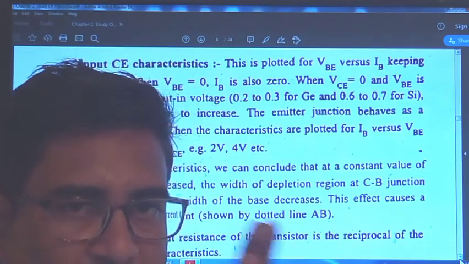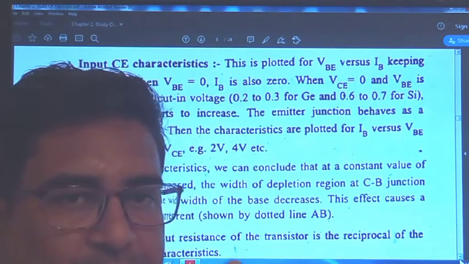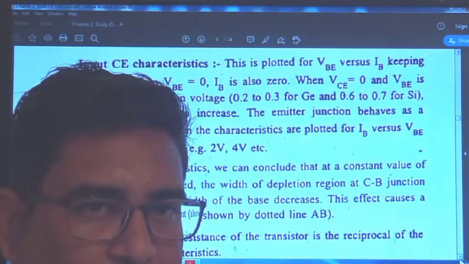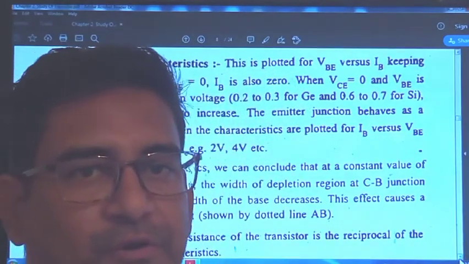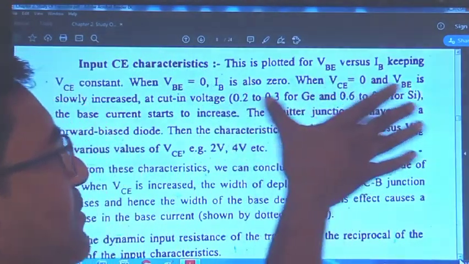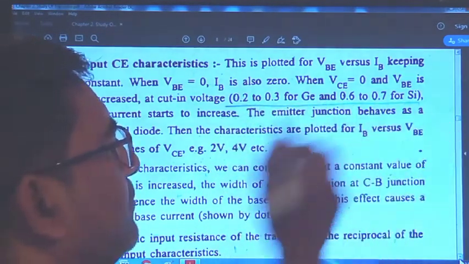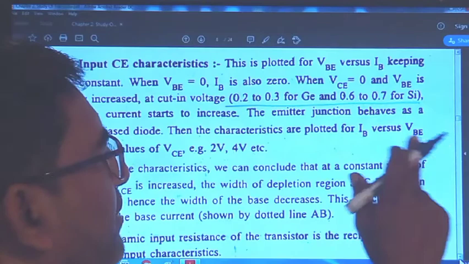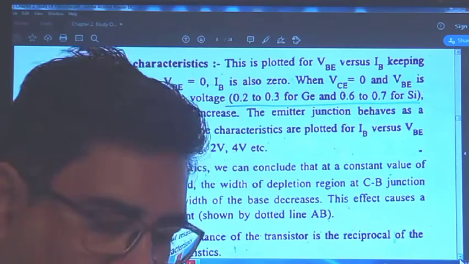Previously I explained to you the forward characteristics of a diode. In that diode also, if germanium was present, it was having the value 0.3 or 0.2 in forward bias, and if we consider silicon, then it is having 0.6 or 0.7 volt. Okay, so this much is very important. The base current increases. The emitter base junction behaves as a forward bias diode. Then the characteristics are plotted between IB versus VBE. Okay, so these are the characteristics which you will be getting.